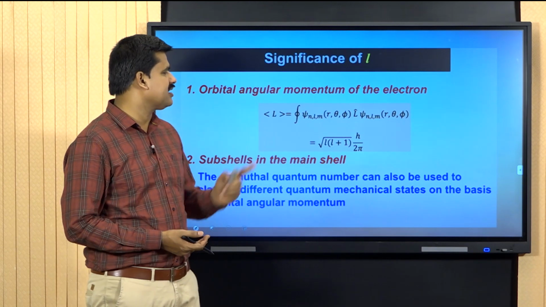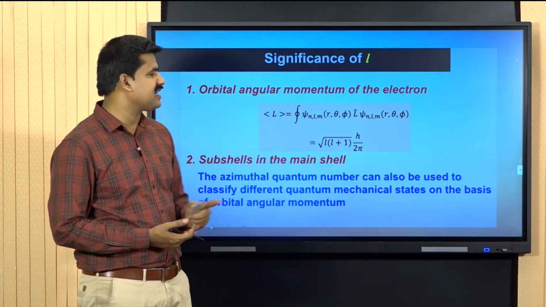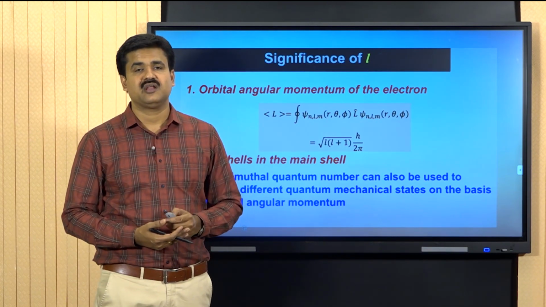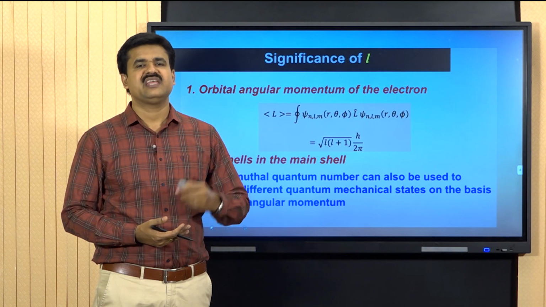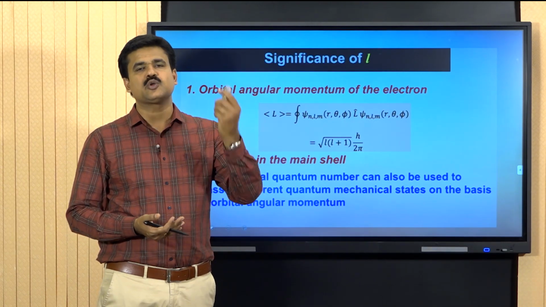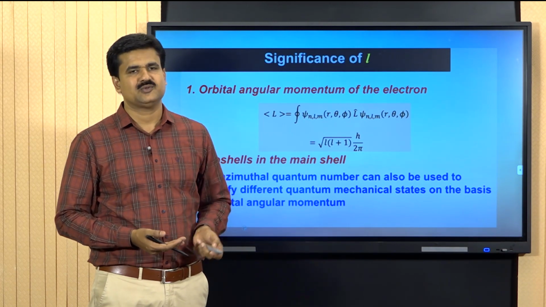Now, the second significance is number of subshells that are present in the main shell. The azimuthal quantum number can also be used to classify different quantum mechanical states on the basis of orbital angular momentum. That we know l equal to 0 represents s subshell, l equal to 1 represents p subshell, l equal to 2 represents d subshell, and so on.